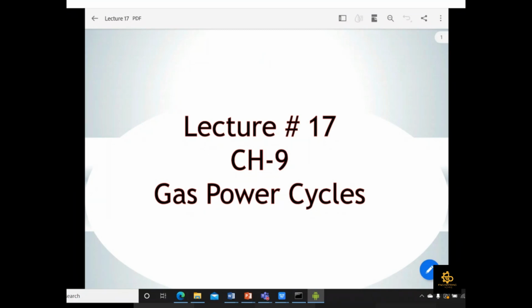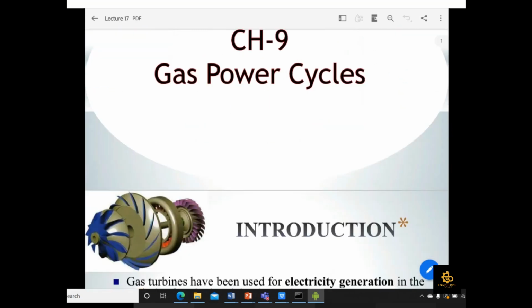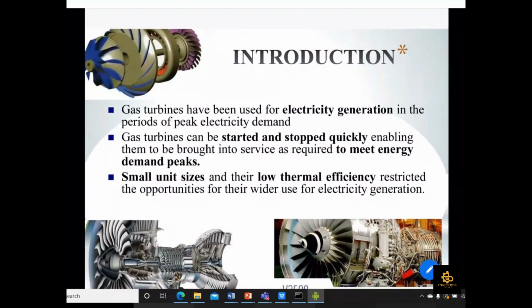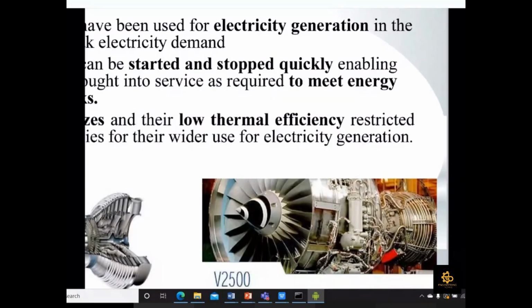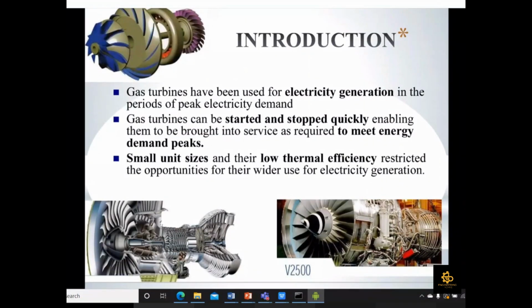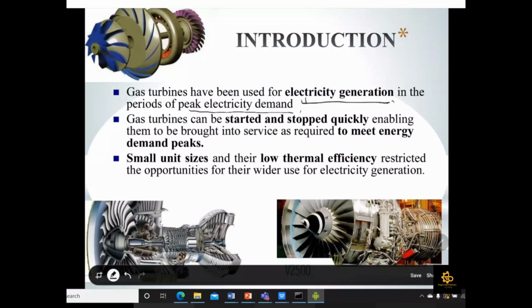Now coming towards the production of the gas turbine, here is how it looks. You can see the same thing in aeroplane engines, jet engines, which also work on gas turbine power plants. Gas turbines have been used for electricity generation in periods of peak electricity demand, so they are used in the automobile sector as well as in electricity generation.